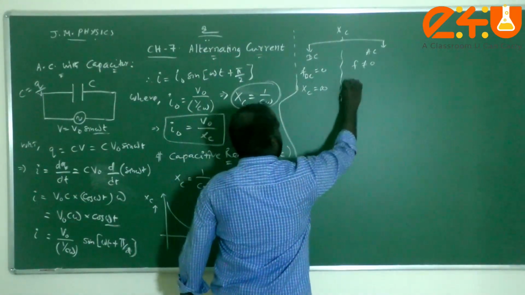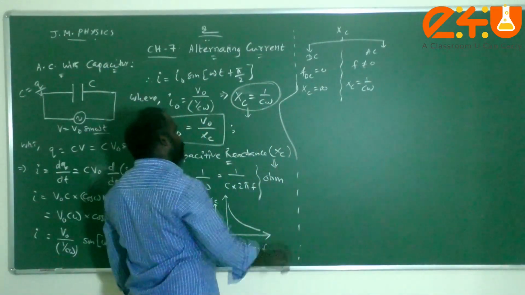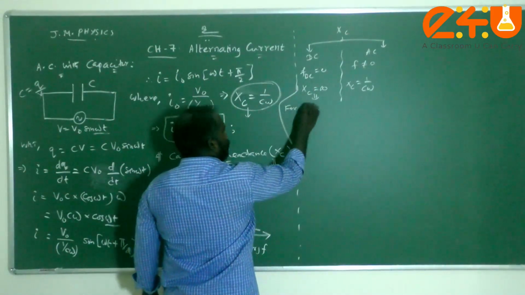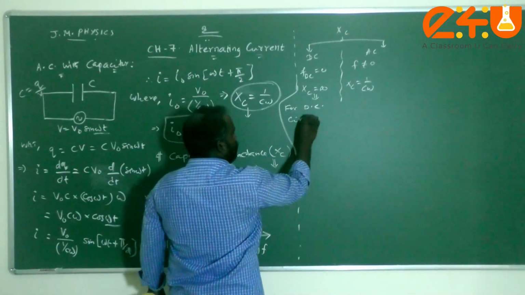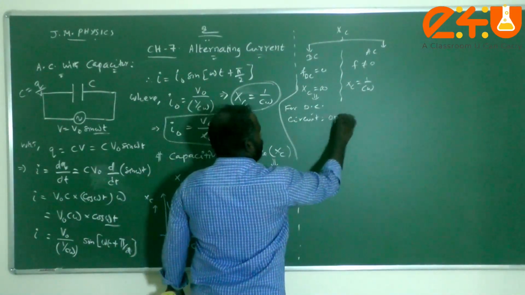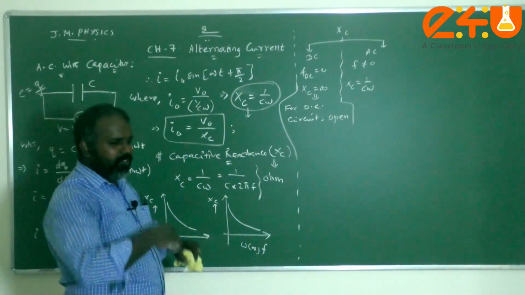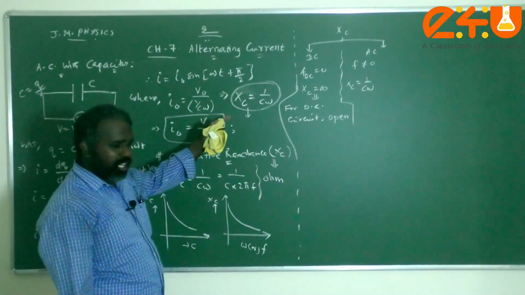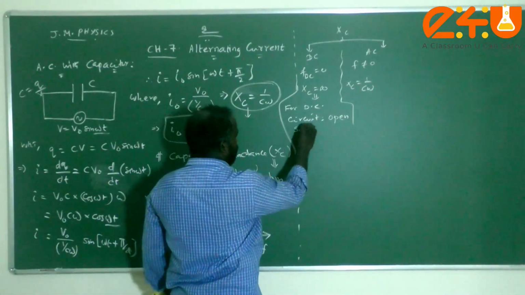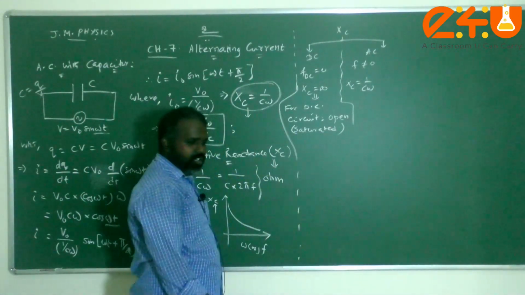The XC value will be what children? Infinity. Okay, so now please see that. What that word reactance has to be infinity means, for DC circuit, the capacitor will act as an open circuit. The capacitor will act as a what children? Open circuit. That means whenever a capacitor is connected with the DC source, this condition is called a saturated condition. Yes, saturated condition, that we will study in RC circuits.